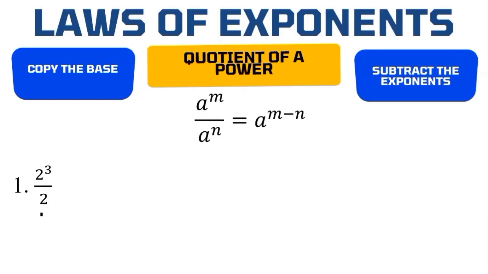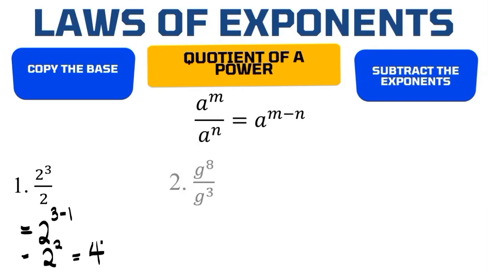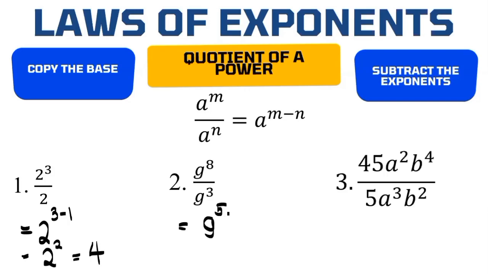So 2 cubed divided by 2 means copy the base 2, then 3 minus 1. And the answer is 2 squared, or 4. Next, g raised to 8 over g cubed means g raised to 8 minus 3, that's g raised to 5. And lastly, we have this: 45a squared b raised to 4 divided by 5a cubed b squared.